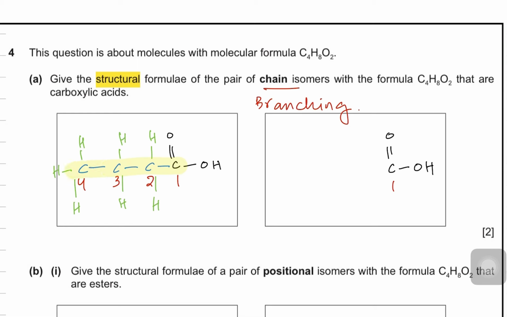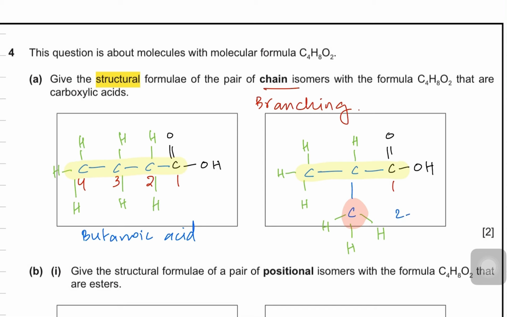In the second structure, you can have a branch on carbon number 2. So carbon number 2 has a branch and it's a straight chain of 3 carbons. So it's a propanoic acid with a branch on carbon number 2. The names would be butanoic acid, and the name of the second structure would be 2-methylpropanoic acid. At the end of the day, they are 4 carbon structures.